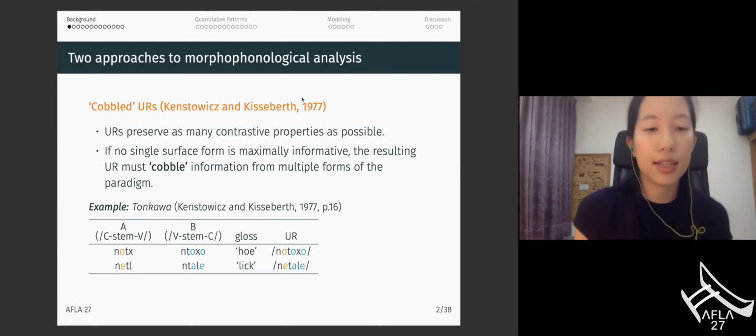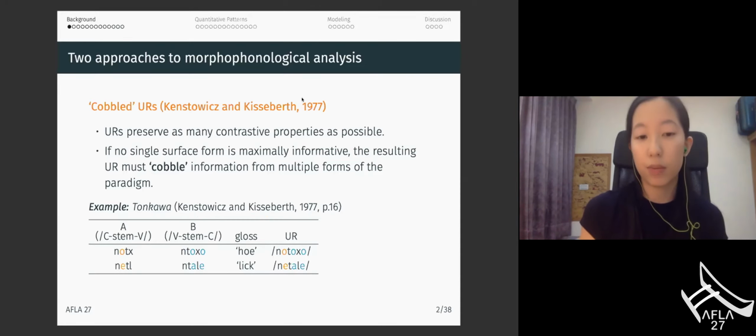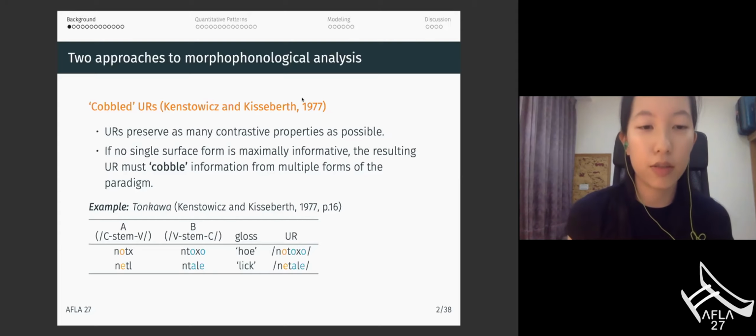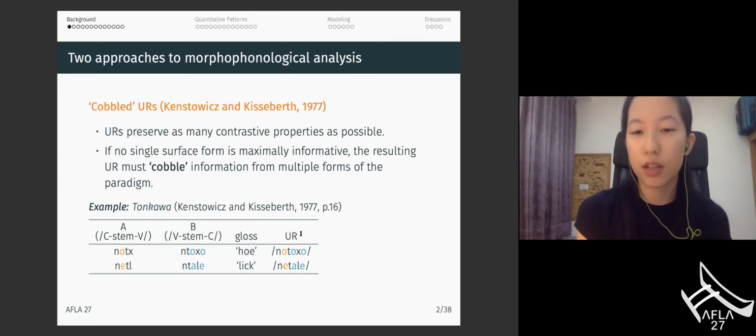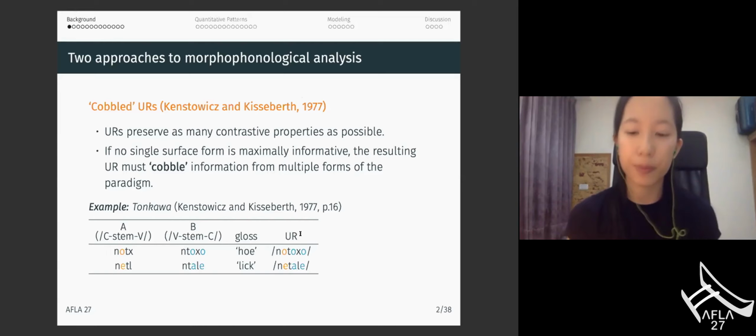So we can see that in slot A of the paradigm, the first vowel of the stem surfaces, while in slot B of the paradigm, the second and third vowels surface. So crucially, there's no surface form where all three vowels are present. And the cobbled UR solution would be to take information about the first vowel from slot A and information about the other vowels from slot B to give the URs that we see in the rightmost column. And we can see that in this case, the URs don't correspond to any surface form.